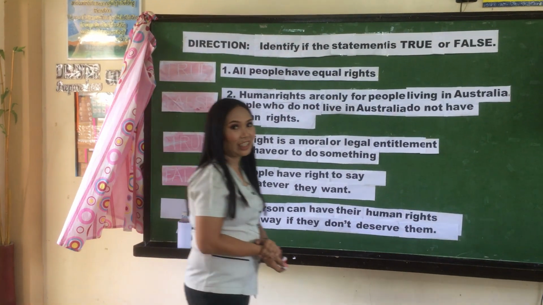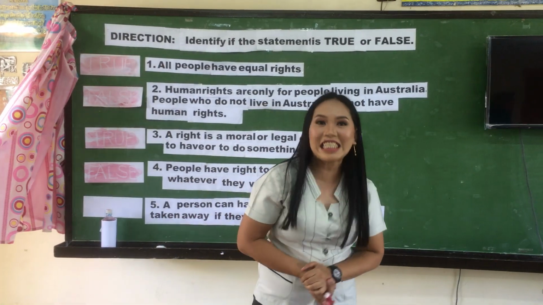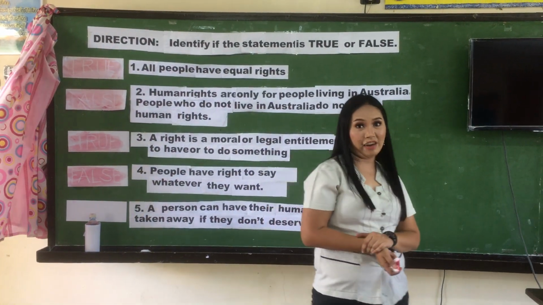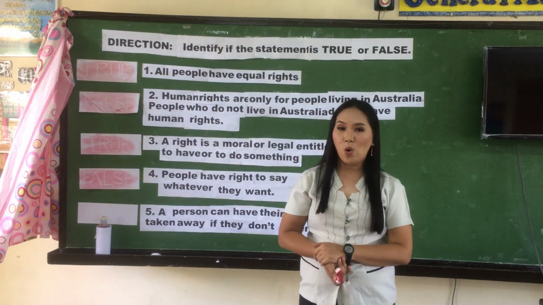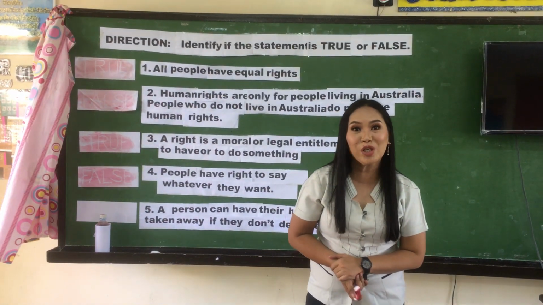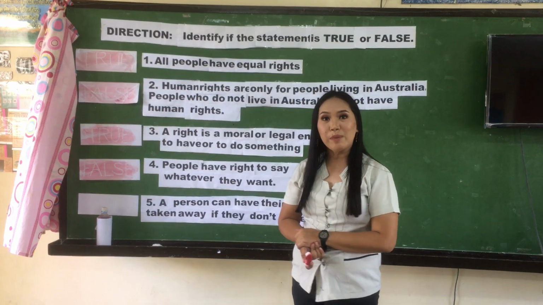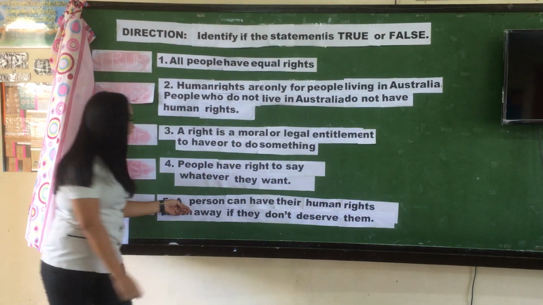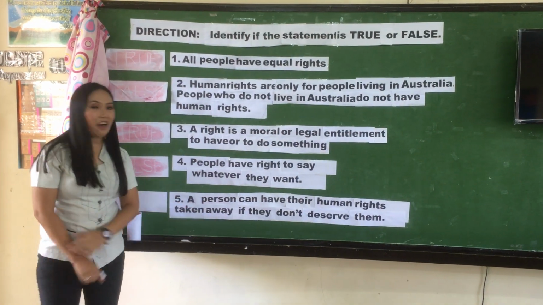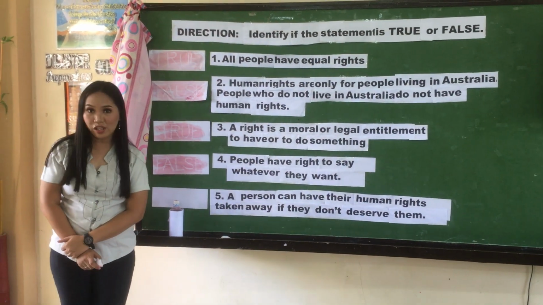While the Universal Declaration of Human Rights states that everyone has the right to express their ideas and opinions, this doesn't mean that you can say whatever you want. Your right to express an opinion should not come at the cost of someone else's right to be treated with respect. Number 5, a person can have their human rights taken away if they don't deserve them.